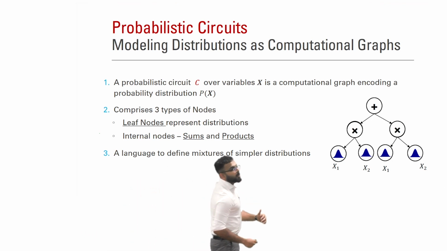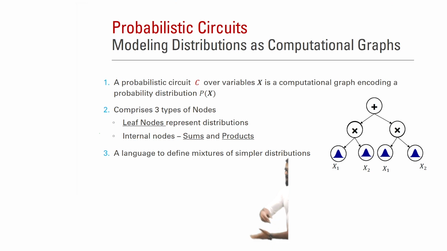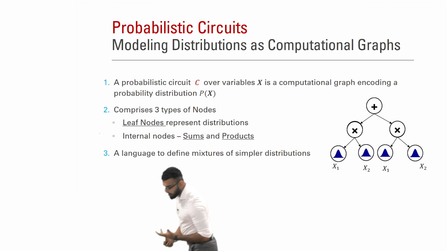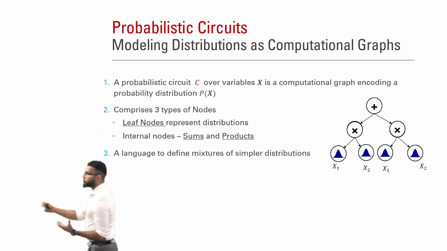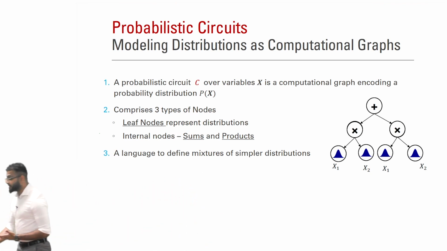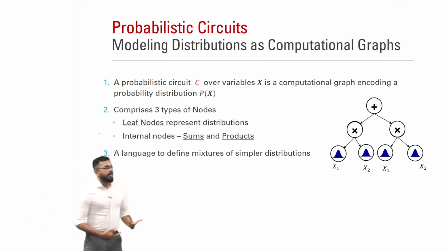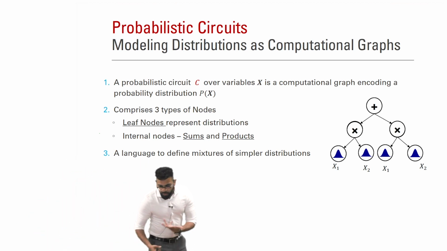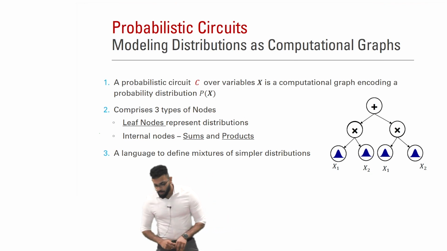The view I take is that I can decompose modeling this complex distribution as transforming something simple into it. So I start with some simple distributions, and then I build a computational graph, which is basically sums and products, that transforms it into this complex space. That is the high-level picture of what we are going to do.